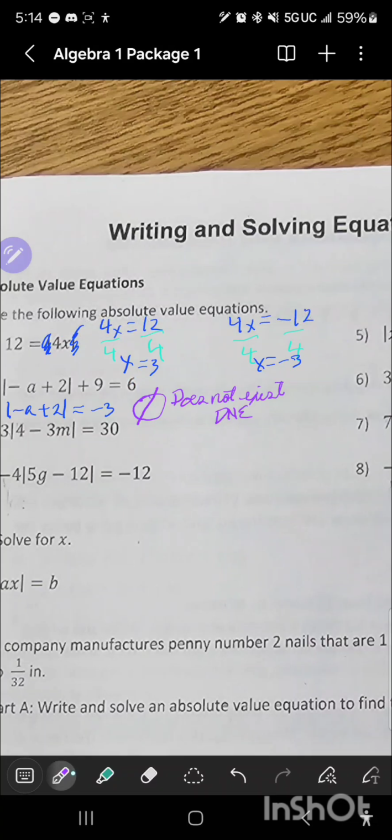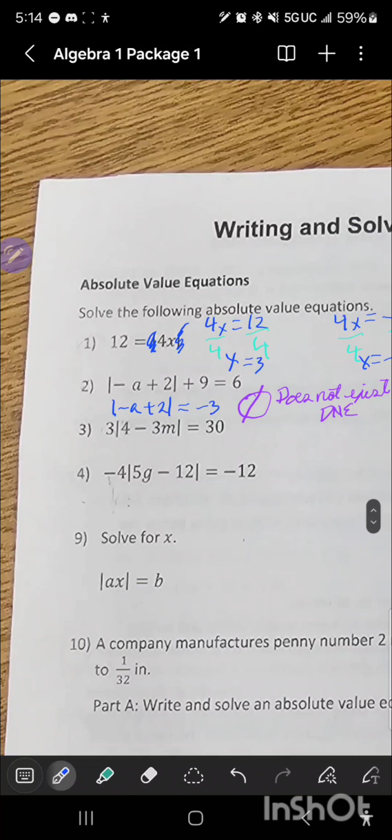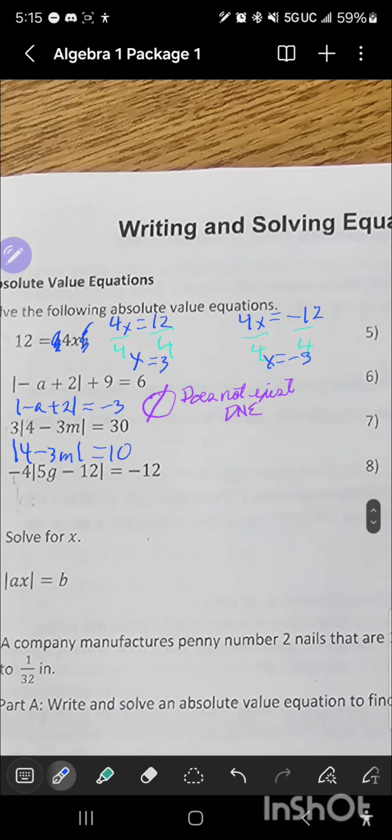Then we have 3 times the absolute value of 4 minus 3m equal 30. As I explained before, we want to isolate the absolute value on one side, so I divide both sides by 3. So 3 divided by 3 is just 1, so I have the absolute value of 4 minus 3m. And 30 divided by 3 is 10. So the absolute value of 4 minus 3m is equal to 10.